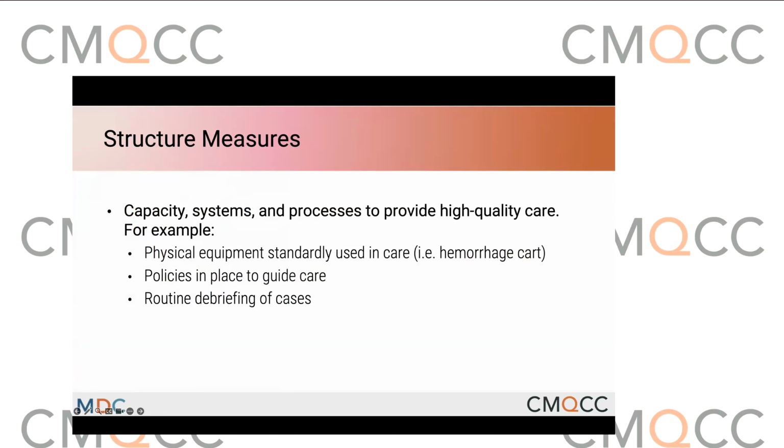So what are structure measures? Well, structure measures are the capacity, the systems, and processes to provide high quality care. And examples of this have been things that you've implemented in other collaboratives with CMQCC, things like physical equipment standardly used in care, like our hemorrhage carts, any policies that we put in place to guide care, and routine debriefing of cases. So structure measures are that other piece of data that we work on to map out our progress within any implementation project. And we match that with our outcome measures that actually shows us things like the NTSV cesarean rate. Next slide.